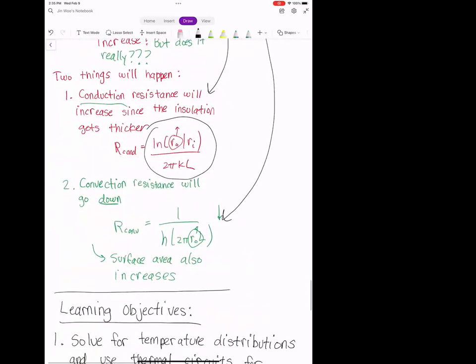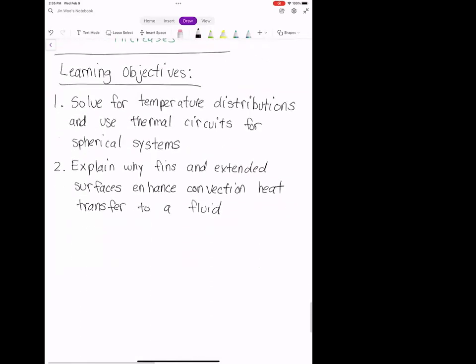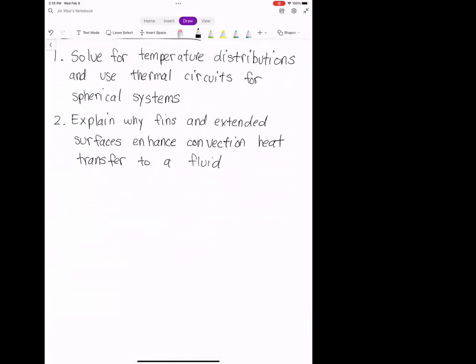So you have these dual competing effects, where one thing goes up but the other one goes down. And so there's actually a sweet point where the total resistance is minimized as much as possible. That's known as the critical thickness. And that's what we're going to go over today.